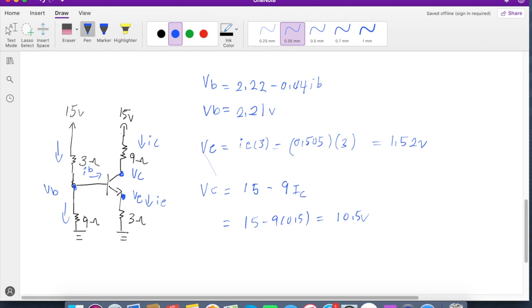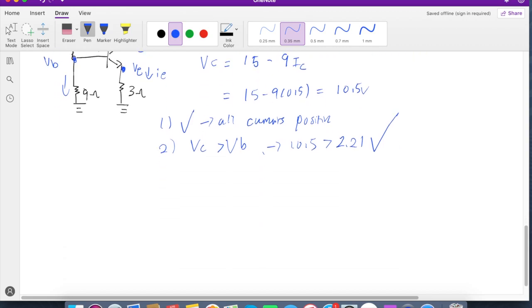Now, we have all our currents and all our voltages. We can find if it's active or not. So the first case, are the currents going in the proper way? Are all the currents positive? Yes, we saw all the currents were positive. Now the second case, VC has to be greater than VB. Now, what did we find here? We found VC is equal to 10.5. Now, is that greater than VB? VB is only 2.21. So yes, VC is greater than VB. We do have an active transistor.